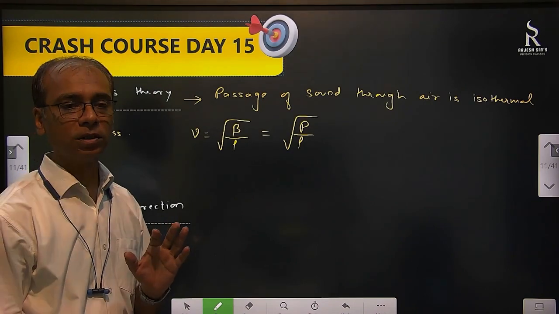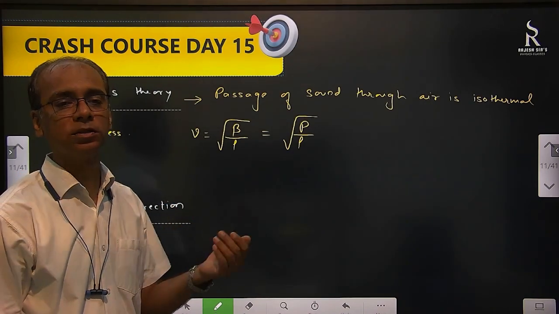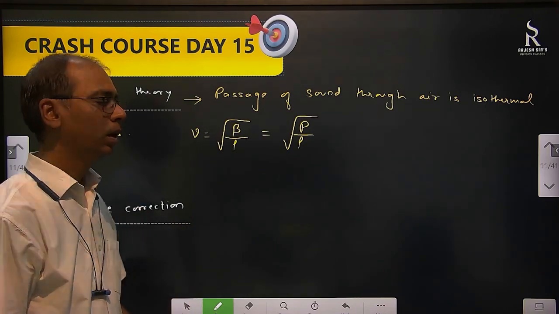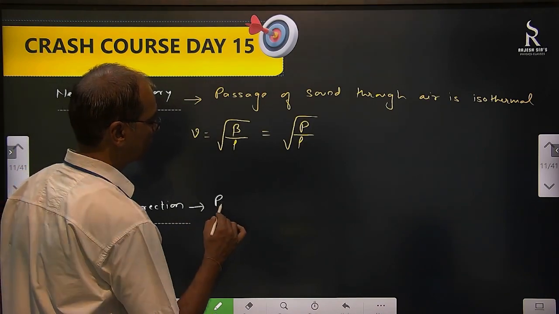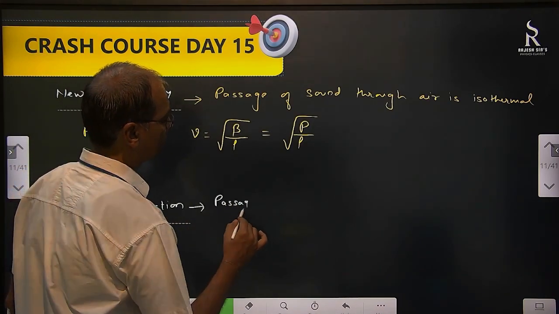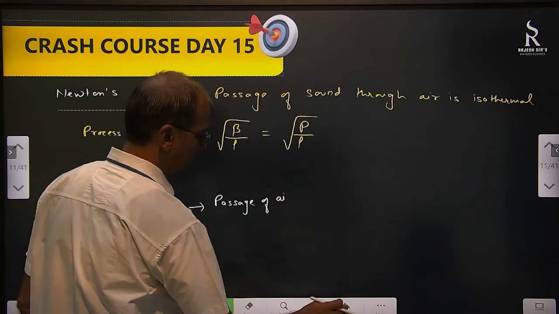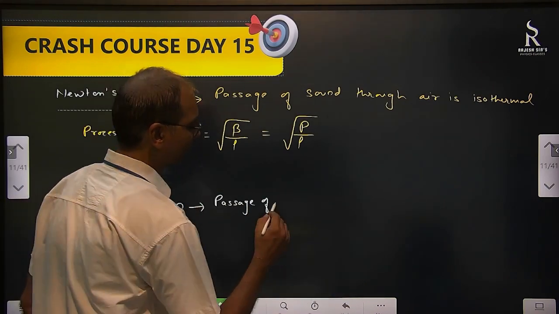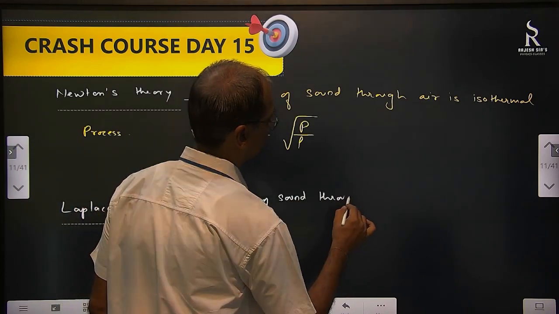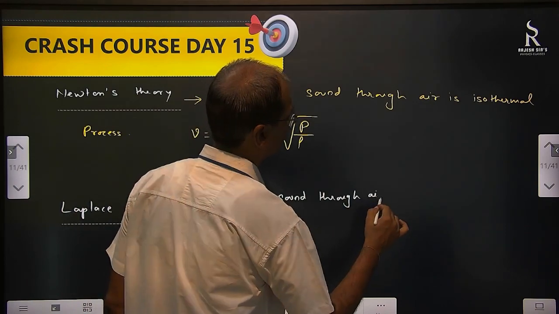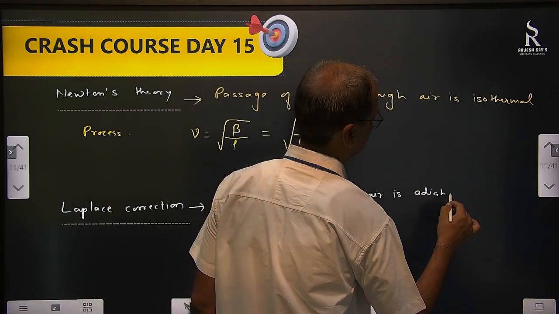So its temperature is not constant. Temperature is going up and down, but it is not visible. Why? Because it's very fast. Okay, so what is Laplace correction? He says that passage of air, again I am writing, passage of sound through air is an adiabatic process. Adiabatic process.